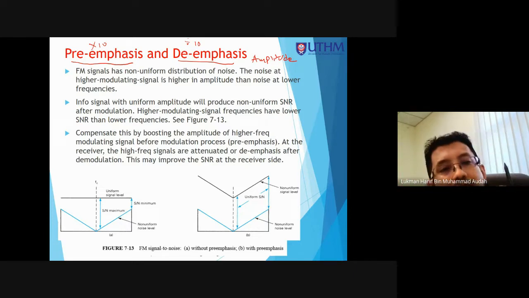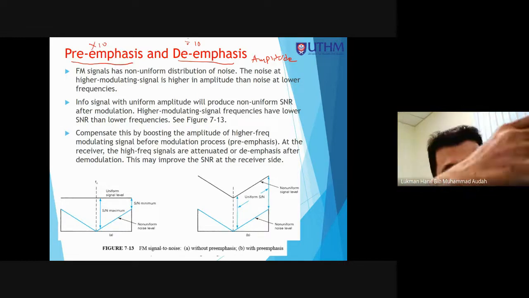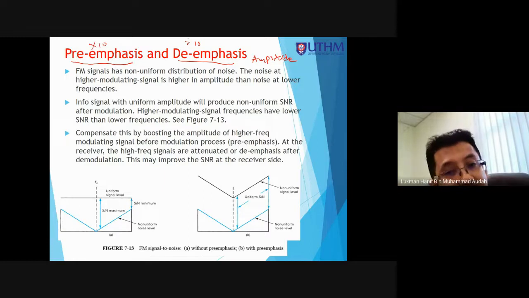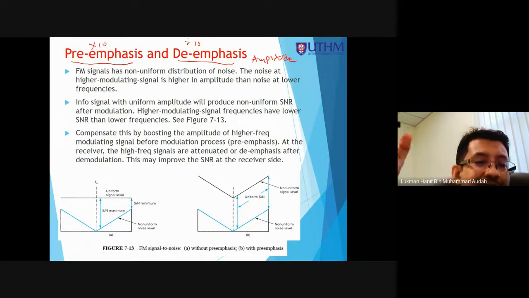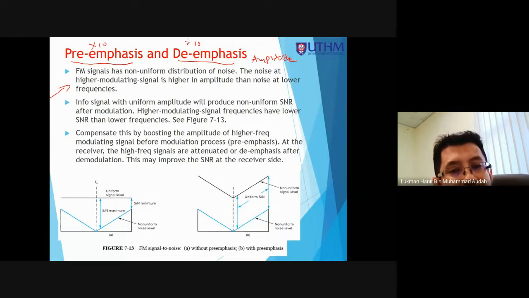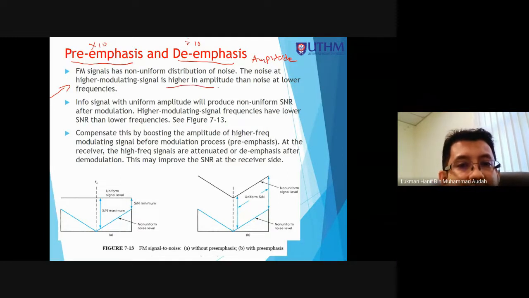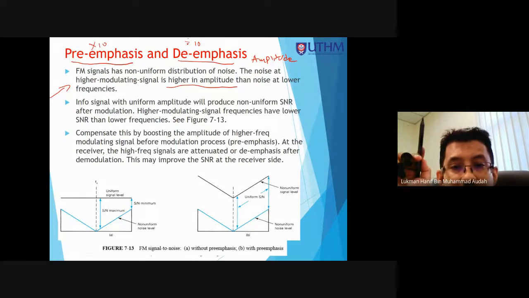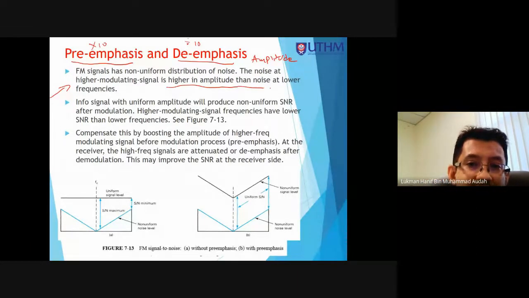So apa perlunya perkara ini? Apa perlunya pre-emphasis and de-emphasis? So this is related to the noise. Noise ni dia akan terbawa-bawa daripada chapter 2 sampai chapter 5. Okay, kita tak boleh lari daripada noise. Noise is still there. Okay. So it said that FM signal has a non-uniform distribution of noise. So the noise at higher modulating signal is higher in amplitudes than the noise at lower frequency.